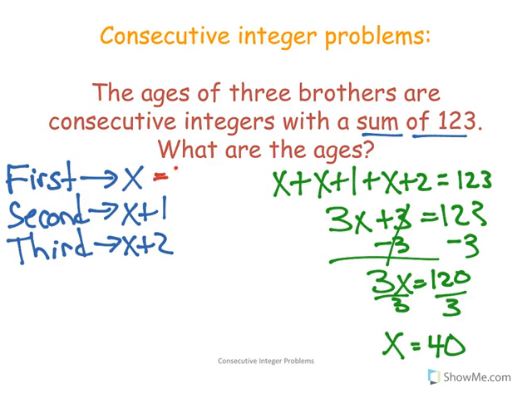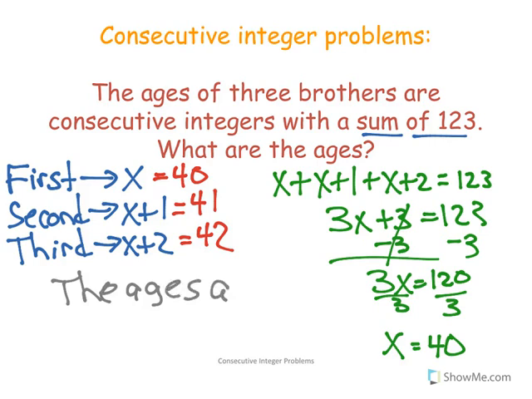So x is 40, which means x plus 1 is 40 plus 1, which is 41. And x plus 2 is 40 plus 2, which is 42. So the question being, what are their ages? We would say the ages are 40, 41, and 42. And when we check it, 40 plus 41 plus 42 is 123. So now what I'm going to do is I'm going to wipe some of this out.